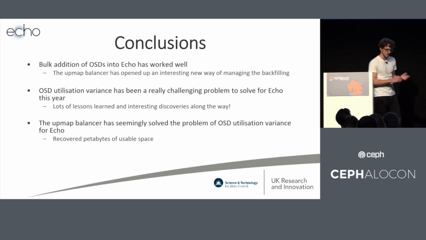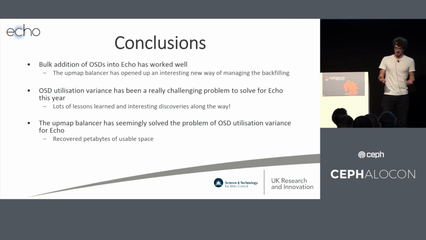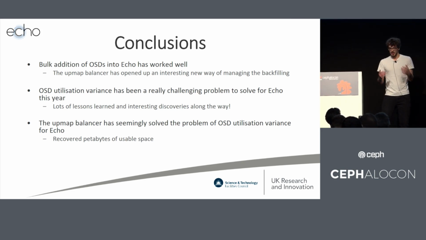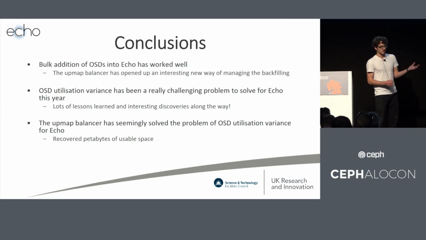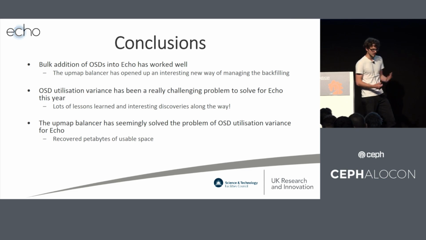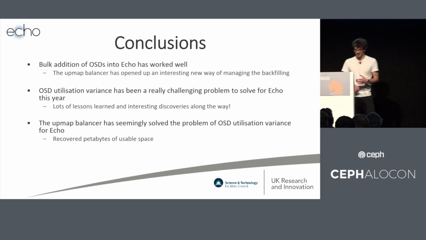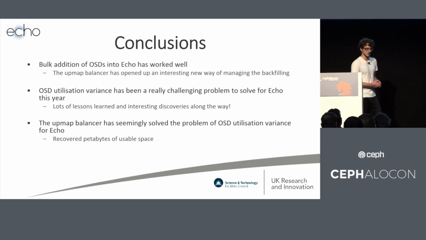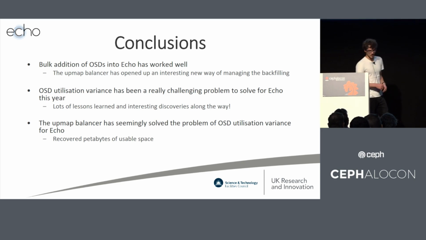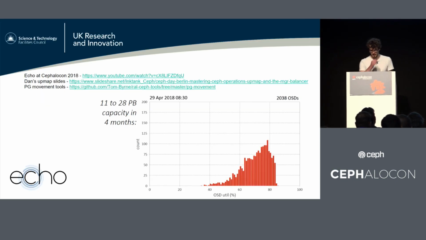OSD utilization variance has been a big part of my year. It's been something I've been thinking a lot about, and I've learned a lot of interesting things. I've had to go back and rethink how Ceph actually works. Things I thought I understood, I definitely didn't understand, which has been fun. And the upmap balancer has kind of solved all of those problems. So I maybe could have just waited 9 months for the upmap balancer to come out. But the upmap balancer is fairly amazing. It works as expected. We have petabytes of extra usable space on this cluster, and it's going well so far.